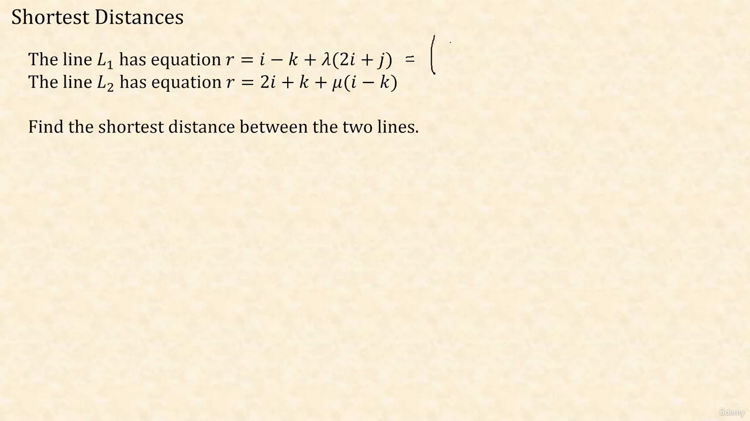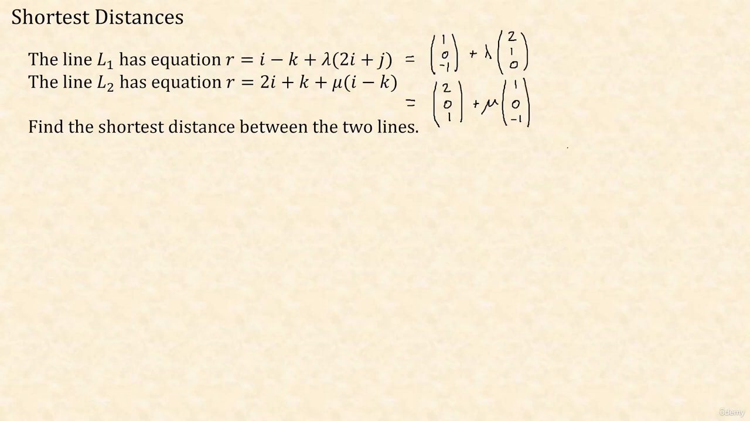So this one here, the position vector is 1, 0, minus 1. And then the direction vector is, well, it's 2 in the i part, 1 in the j part, 0 in the k part. And then this one here, I'll just write it below so it fits in. The position vector is 2i, 0j, and then 1k. And then the direction vector is mu times 1i, 0j, and minus 1k.